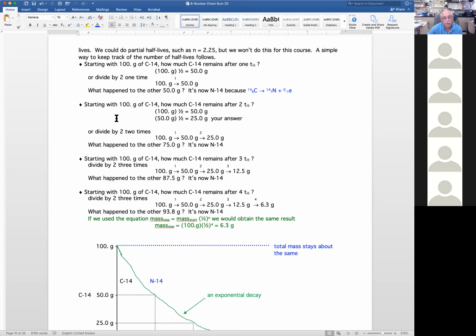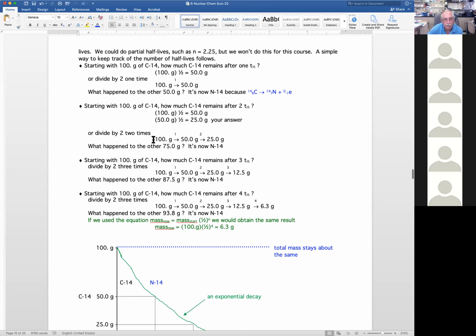So what about two half-lives? Starting with 100 grams of carbon-14, how much remains after two half-lives? Well, one half-life would give you 50. Divide by 2 again, you get 25. That's your answer. Here's the way I do it. I start off with 100 grams. One half-life would give me 50. Another half-life would give me 25. So now I got 25 grams of carbon-14, 75 grams of nitrogen-14.